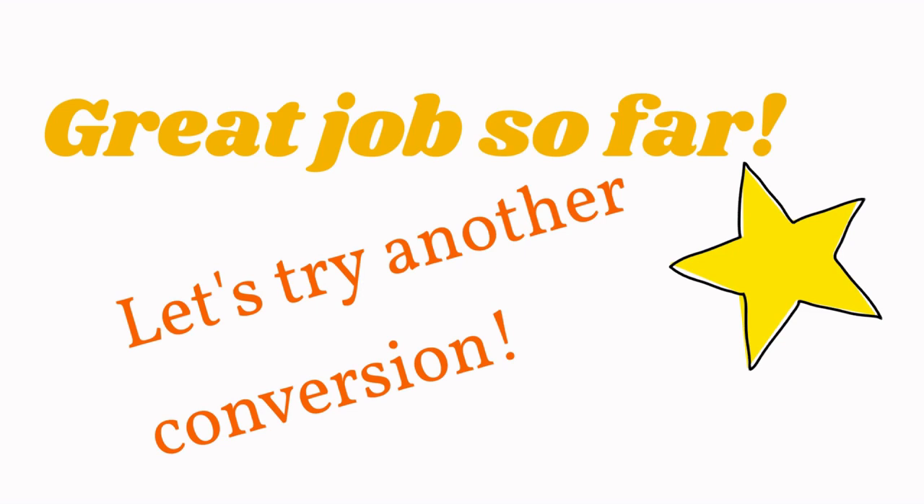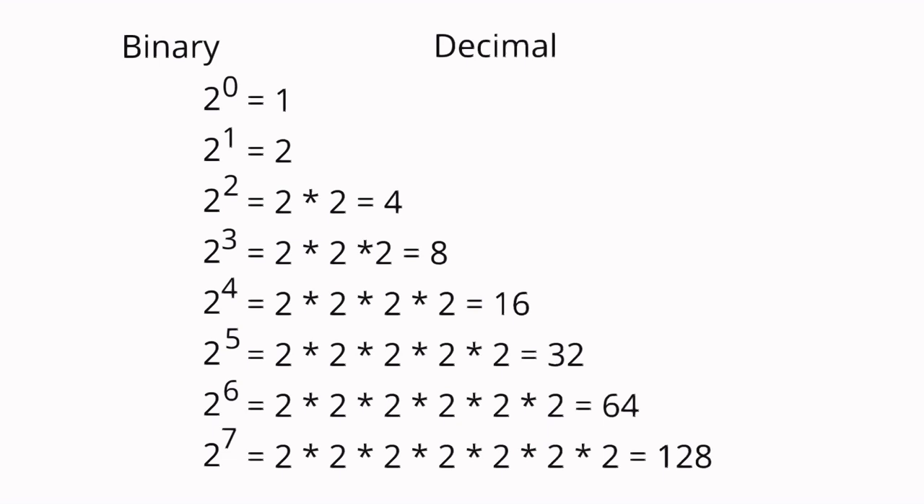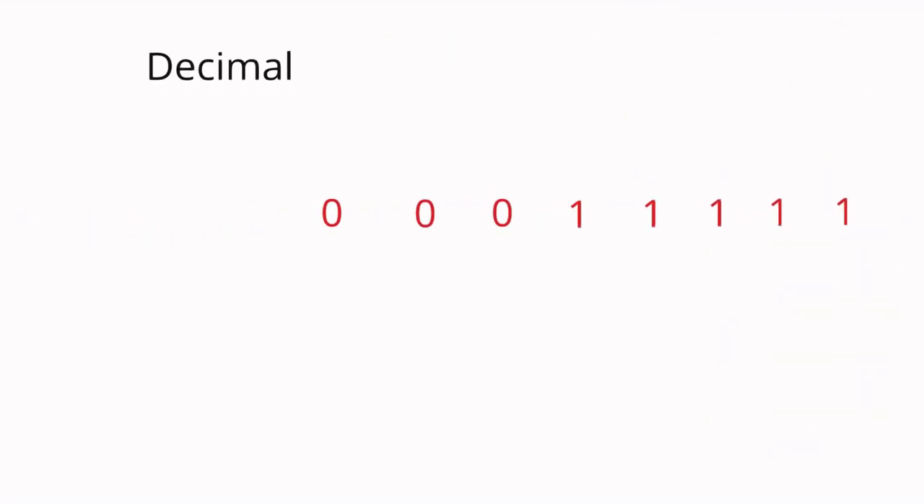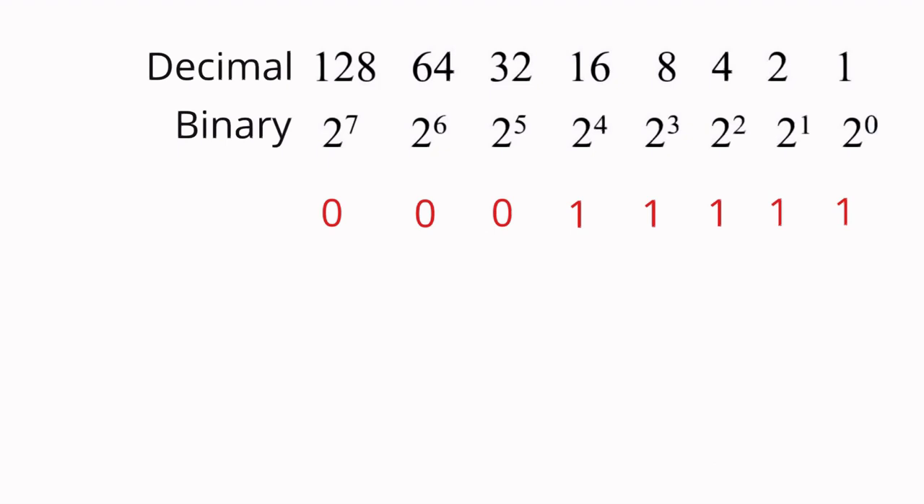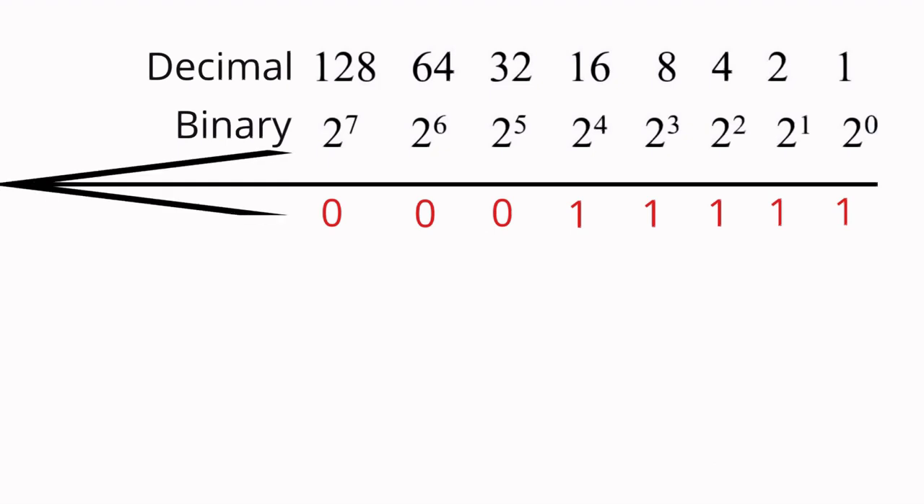Now let's try another. The binary number is 000111111. As in our last example, first thing we do is write down the binary number. Next, I create the chart that shows the decimal values of the binary number positions. Then we start our calculations. We're going to multiply each bit by the corresponding power of 2. So we multiply each bit, the 0 or 1, by the corresponding power of 2.